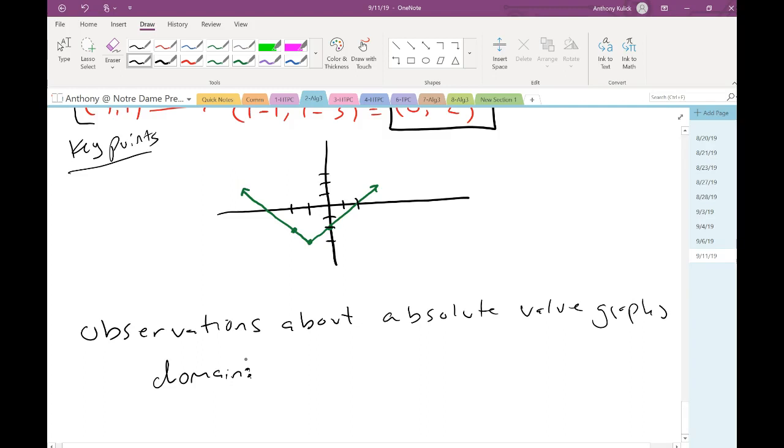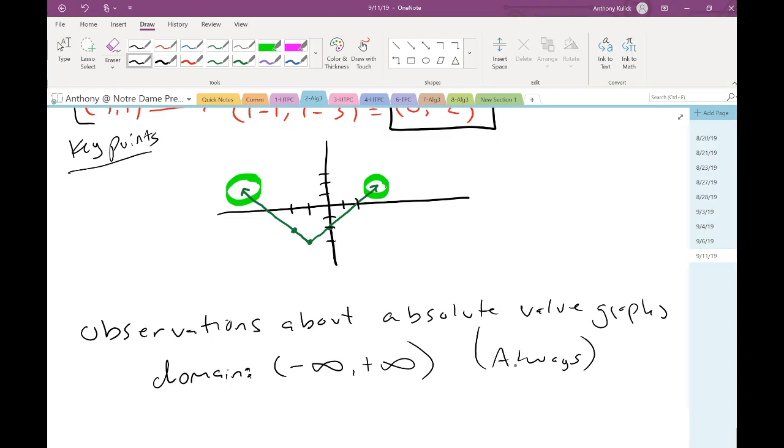So when we talk about the domain, what will the domain be in this situation? If I look at this, there's no point furthest left, and there's no rightmost point. So the domain should be, correct, negative infinity to positive infinity. And what's wonderful is it's always going to be that for absolute value functions. All absolute value functions have the same domain.